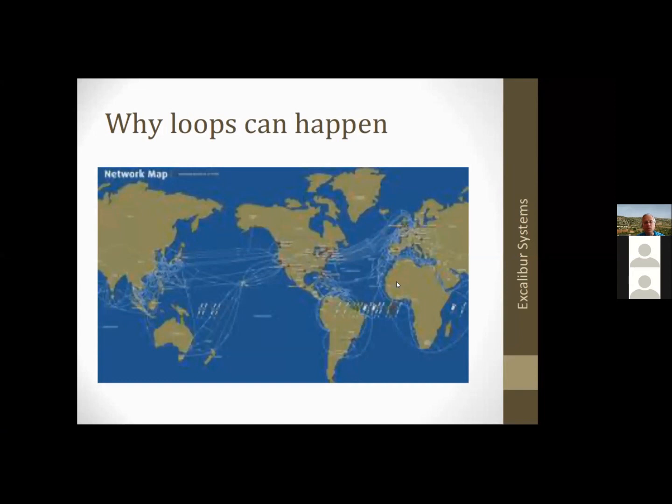And why might there be loops? Because this is a map of just undersea cables. Now, undersea cables, as you might imagine, are extremely expensive to put down. And therefore, there are going to be a lot fewer of these than there are of all kinds of other switches. And there are a lot of these. So you'll see here that this is the east coast of the United States and the west coast. There's a lot there, but it seems that there's a lot more here in Europe and in the Far East. You've got also a huge number.